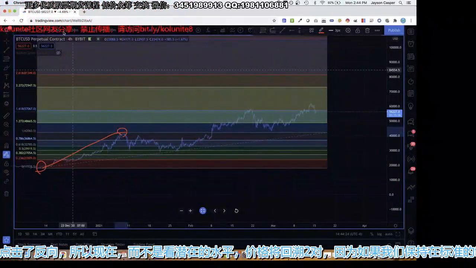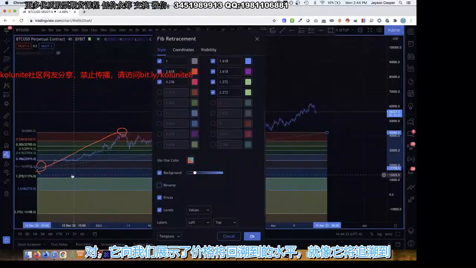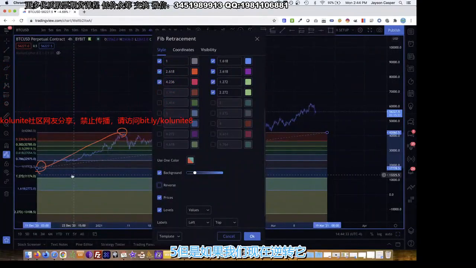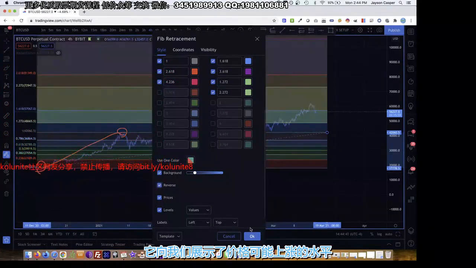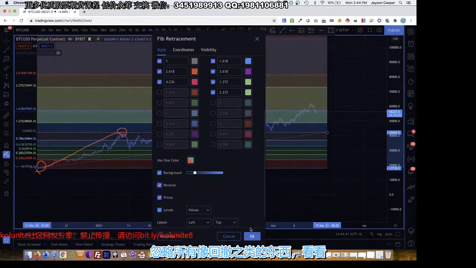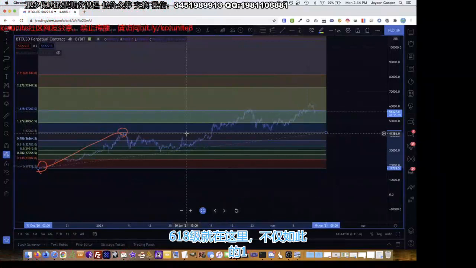Because if we keep it on standard fib, it's showing us levels where the price will retrace to, like it's going to trace down to the 0.5. But if we reverse it now, it's showing us levels where price could potentially go up to if we're just continuing this uptrend, ignoring all retracements and stuff like that. And look at how we came up and pretty much perfectly hit the 1.618 level right here.